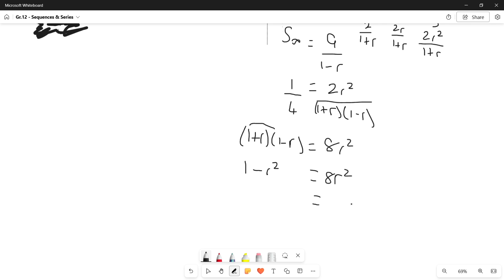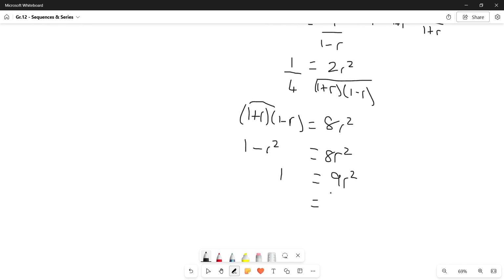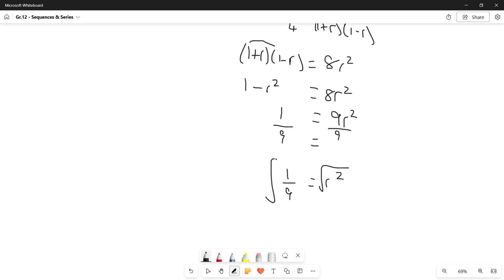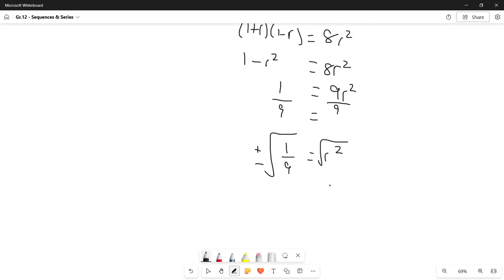Then we can go ahead, take our R squared to the same side. So we have 9R squared on the right. 8R squared plus R squared is 9R squared, and that equals 1. We can then divide by 9 on both sides, and we have 1/9 equals R squared. From there, we take the square root. We have plus and minus because we took the square root. And then the square root of 1 is 1, and the square root of 9 is 3. So we have plus or minus 1 over 3 is our r.